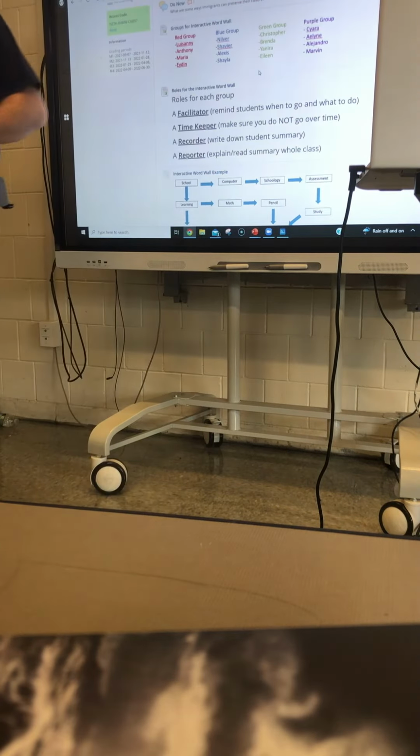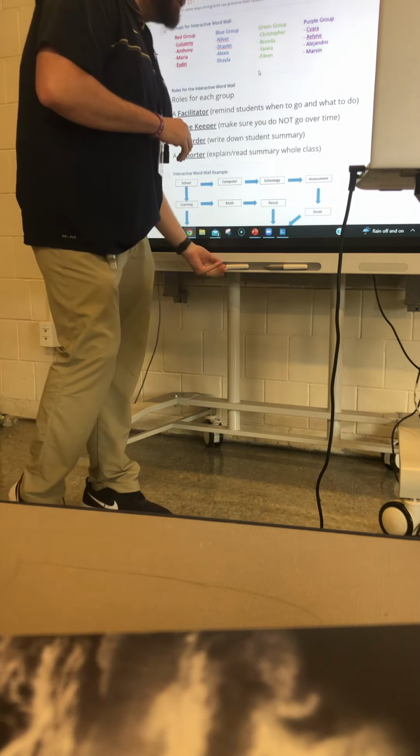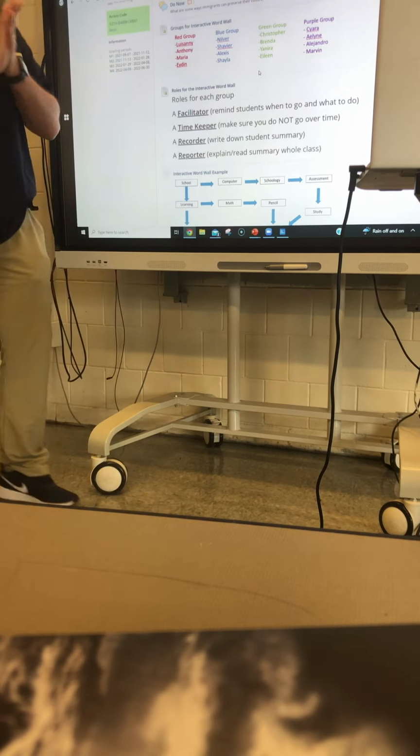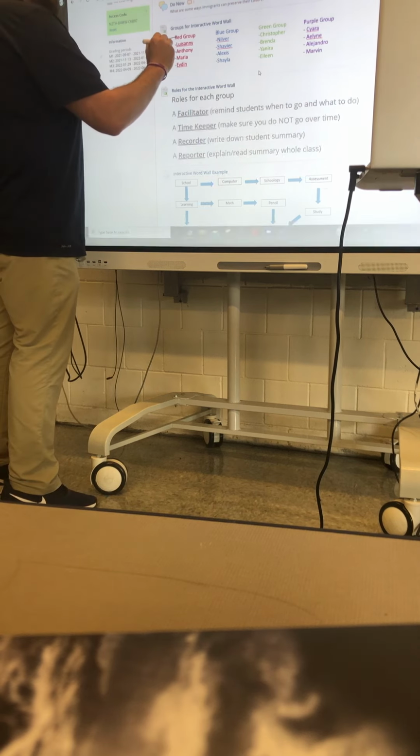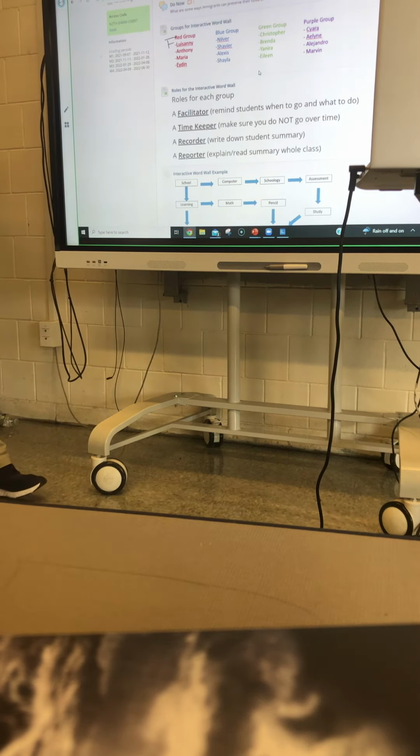Each group, listen, each group will have a role. You're going to need all the desks together. We'll do that in a minute though, okay? Each member in your group will have a role. So the first person will be, I'm going to put an F for facilitator.